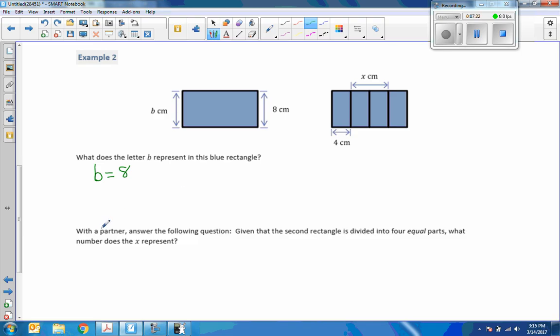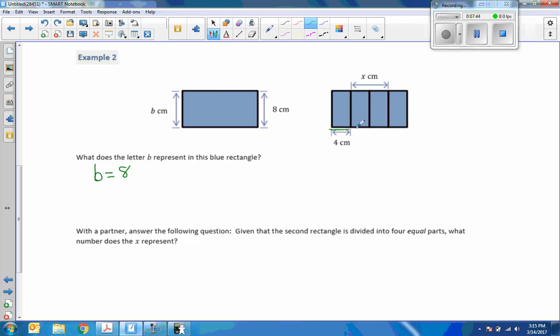Now it says, with a partner, answer the following question. Given that the second rectangle is divided into 4 equal parts, what number does the x represent? Okay, so I'm going to pause this, see if you can come up with this on your own, and then go back and check.